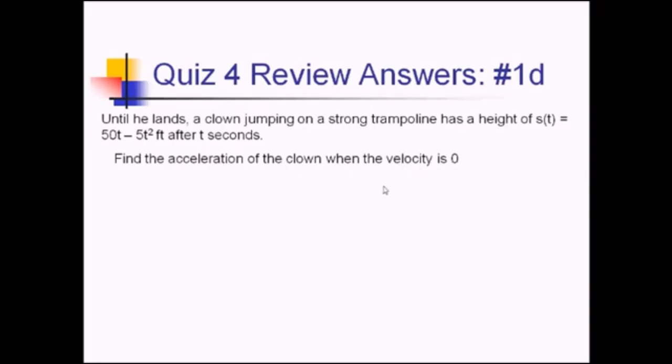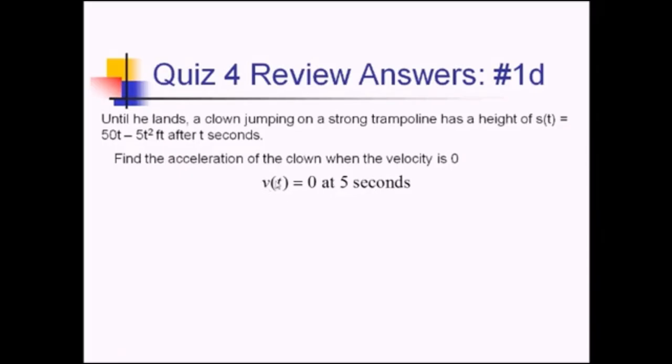Now we saw on the last problem part, if we set S prime equal to 0 and solve, that t equals 5 when our velocity, or S prime, equals 0. So 5 is what we're going to have to plug into the acceleration formula. Acceleration is the second derivative of position, or the first derivative of velocity.